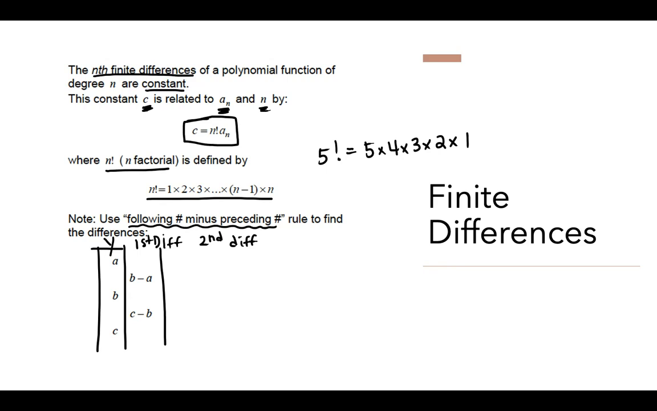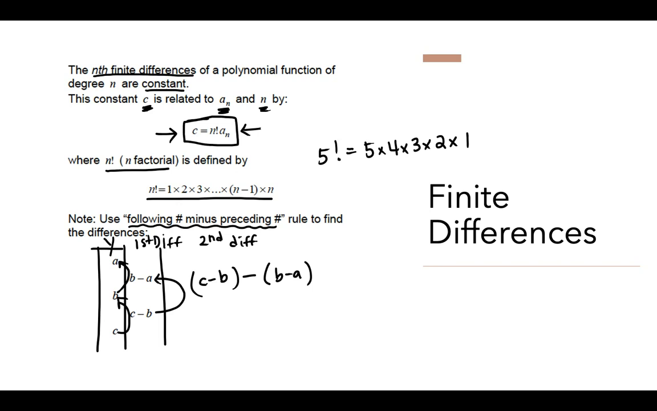It's always the second number minus the previous number. So C minus B, B minus A. That will give you a first difference. Then to find the second difference, you're going to subtract again: C minus B minus B minus A. That will give me a second difference in terms of a constant number. Now we will be using this formula to find the value of a leading coefficient.